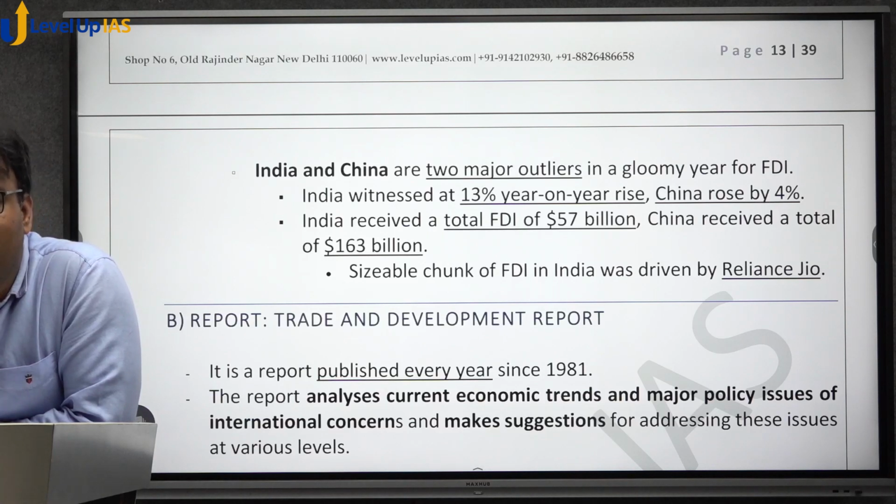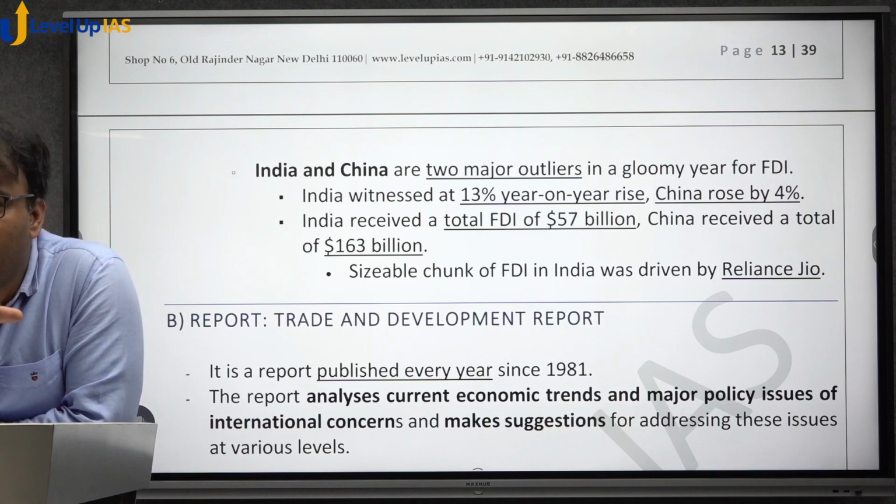So because of that, this FDI level is high here. So World Investment Report, do you need to remember anything about it? This is the first report we are studying. I'll keep asking you these reports. Keep these on your tips.